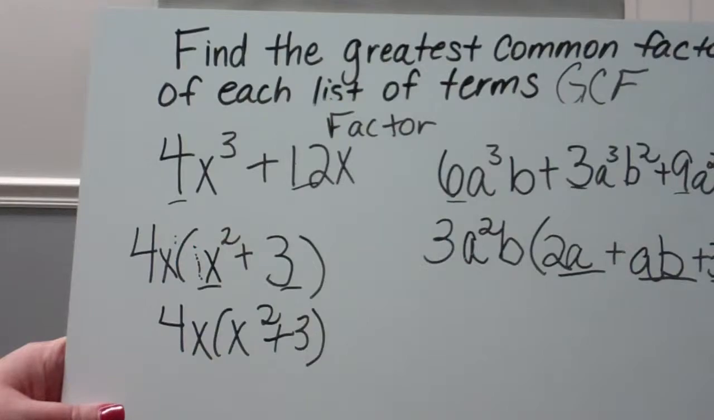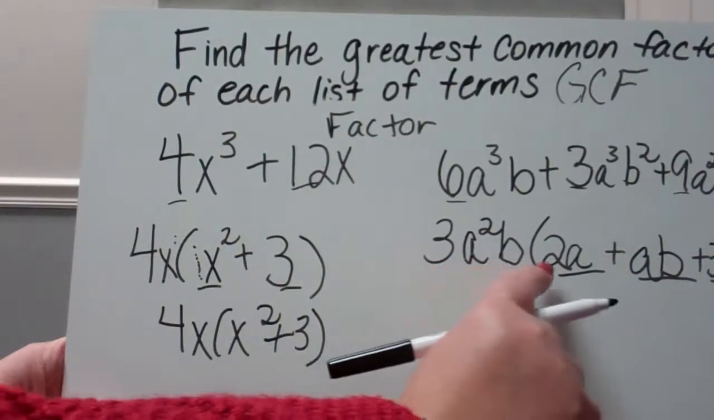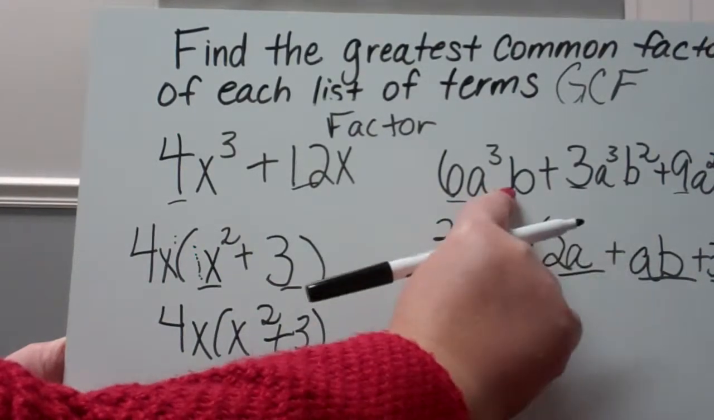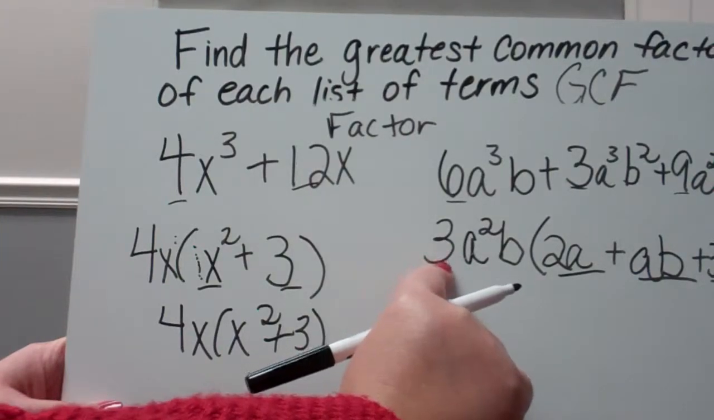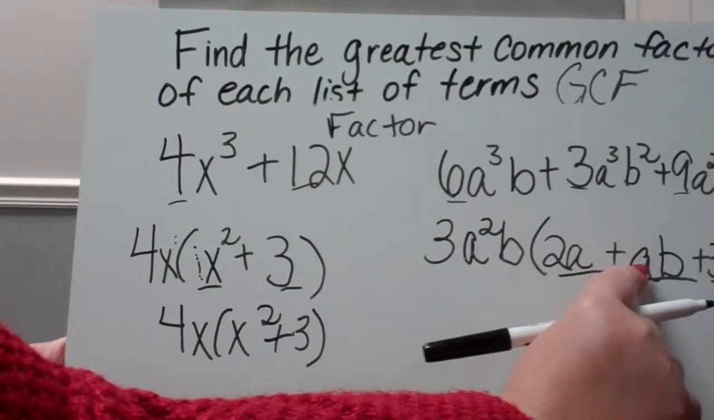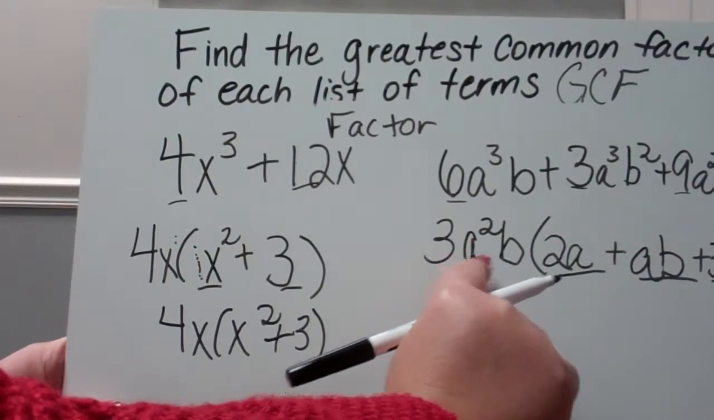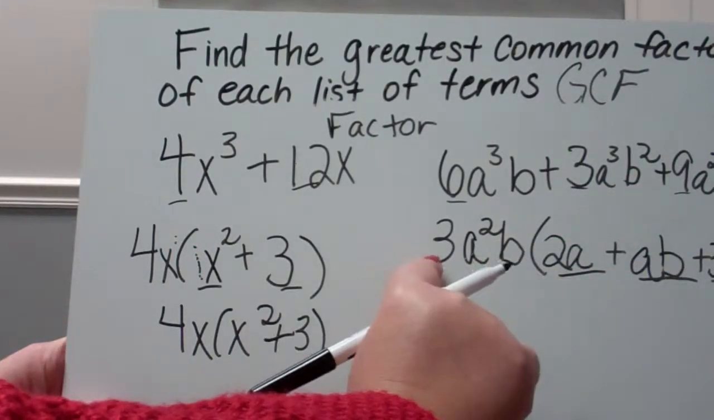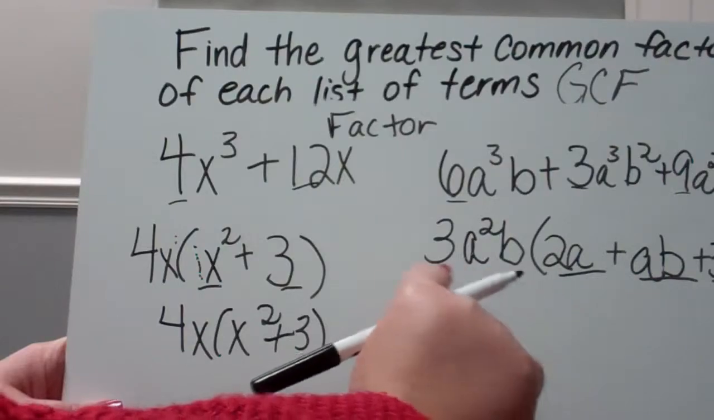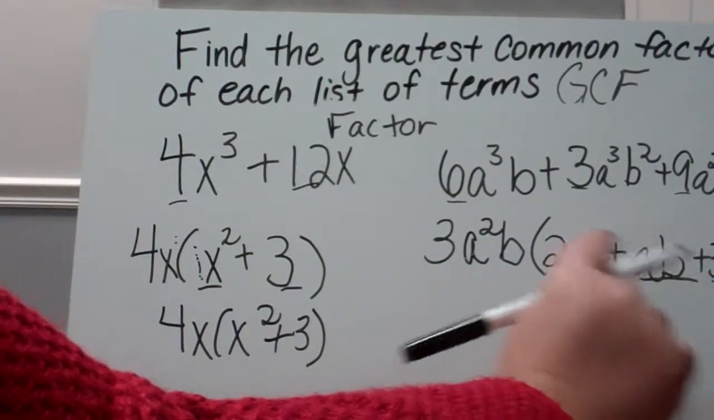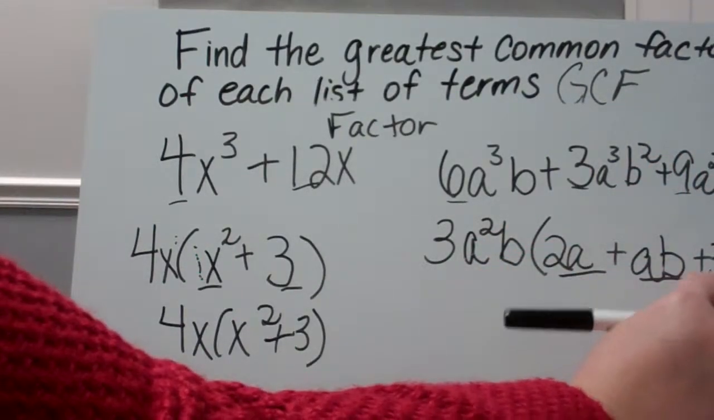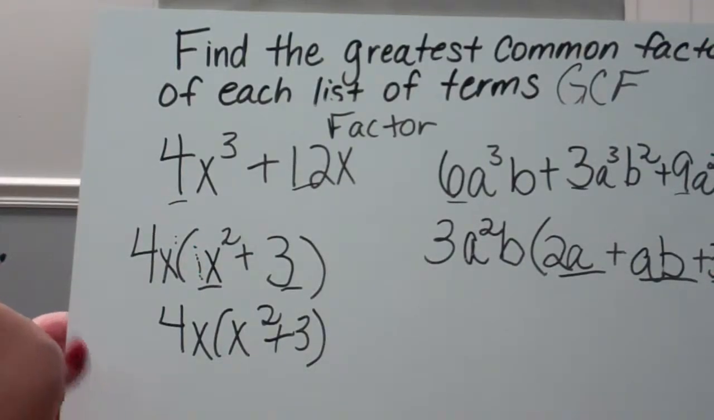All right, I can check myself to make sure I've done it correctly. 3 times 2 is 6. A squared times a is a to the third. B times 1 is b. 3, a squared b times ab. So I've got a squared and a gives me a to the third. B times b gives me b squared. Then I multiply my 3 times my 1. That's correct. Then 3a squared b times b to the third. So 3 times 3 is 9. And then my a squared. Then b times b to the third gives me b to the 4th. So I've factored out the greatest common factor for that trinomial.